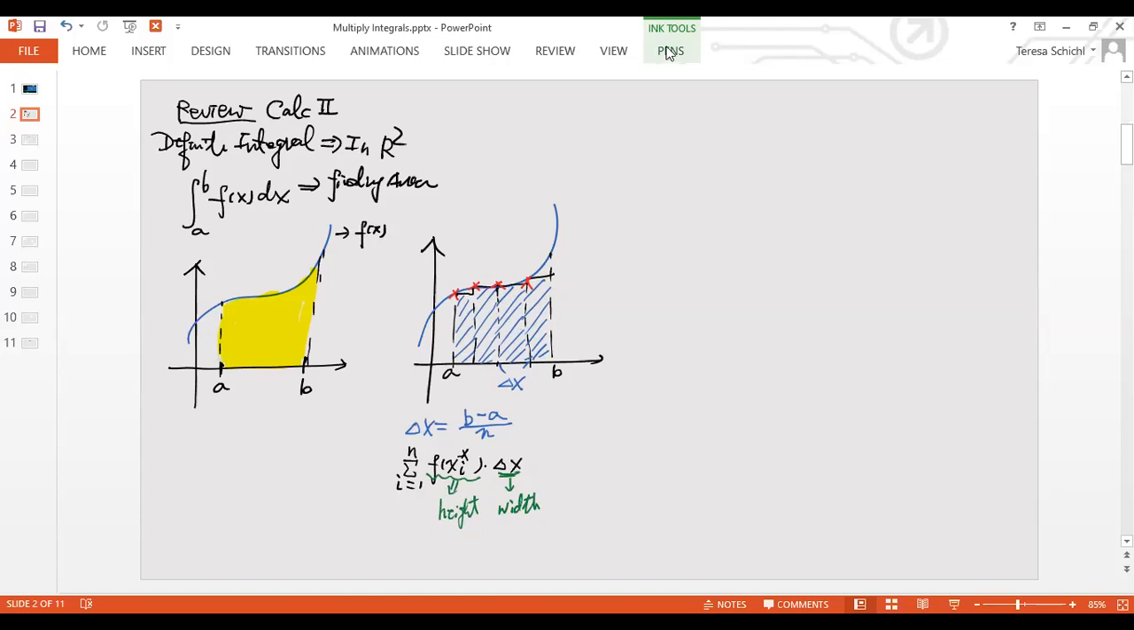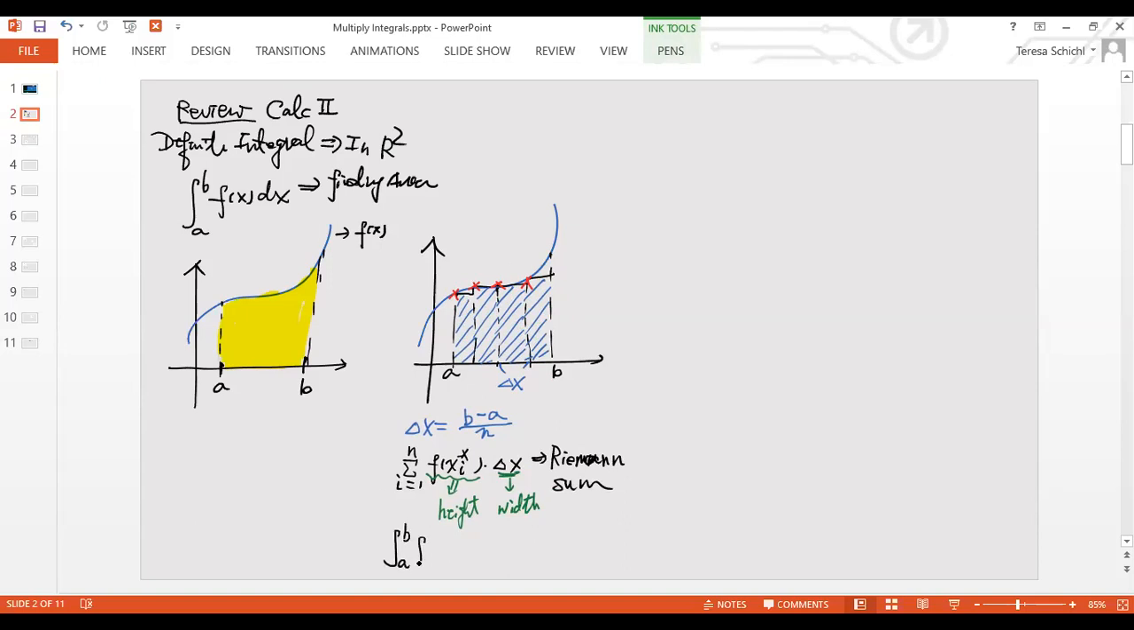So what do we call this? If you still remember in Calculus 2, we call this the Riemann sum of this integration. So then we can write this one here.